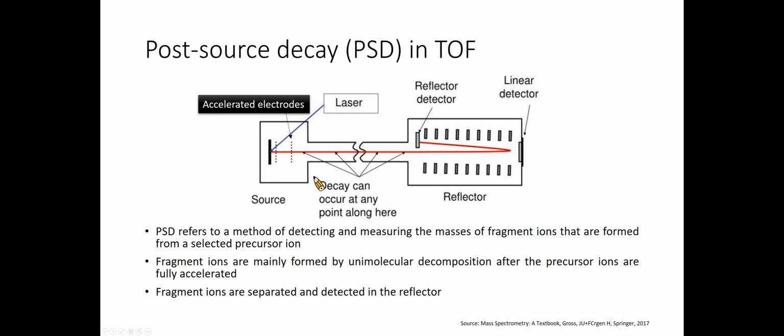Post-source decay in the time-of-flight mass spectrometer refers to the fragmentation of a molecular ion that occurs after it has been extracted from the ion source and prior to reaching the detector. This process provides additional information about the structure of the ion and can increase the sensitivity of the measurement. The PSD process occurs in a specific region of the TOF analyzer known as the post-source region.